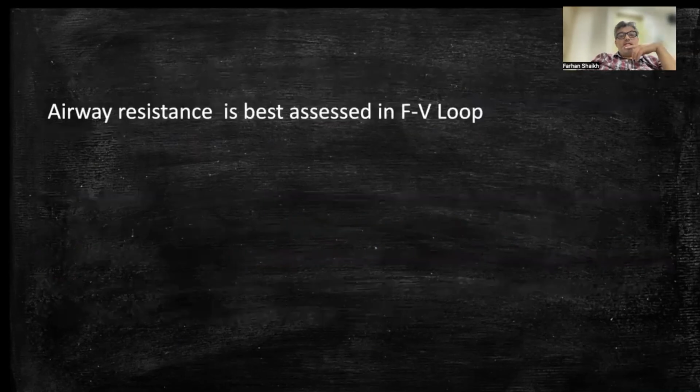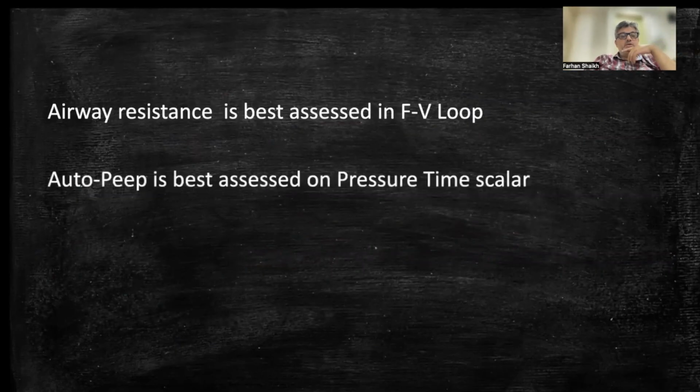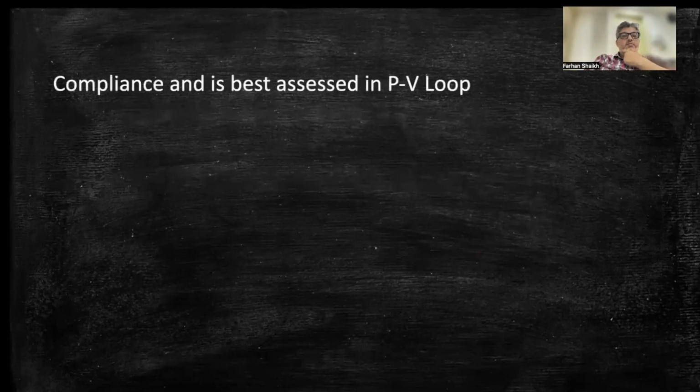Airway resistance is best assessed in the flow volume loop. We discussed also how we can assess the airway resistance and response to treatment when we are applying bronchodilator treatment for airway resistance issues. Auto PEEP is best assessed in the pressure time scalar. That also we saw, how to apply the expiratory hold and assess the auto PEEP or intrinsic PEEP.